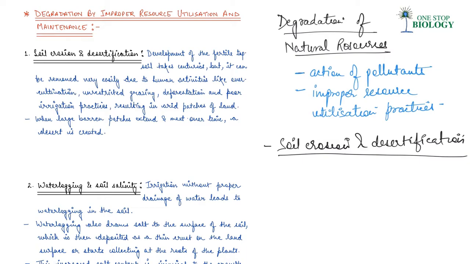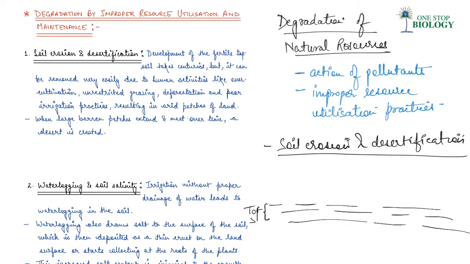Guys, the development of the topsoil. So when we see soil, this is the soil, so the upper layer is the topsoil. The development of fertile topsoil takes a lot of time. It takes centuries, but it can be removed very easily due to human activities. Now, what can be those activities? Overcultivation is one of the activities.